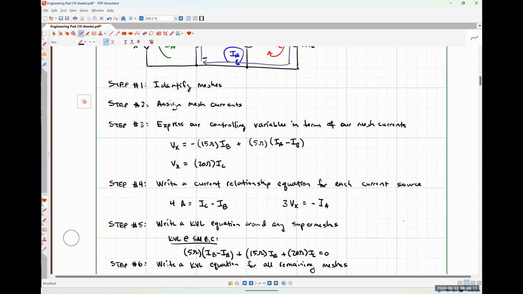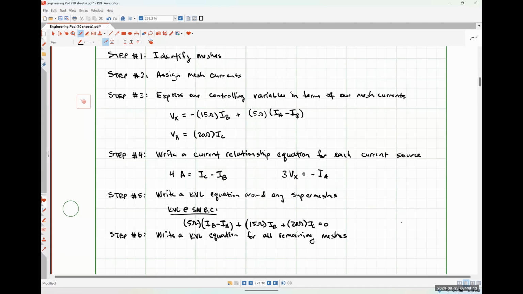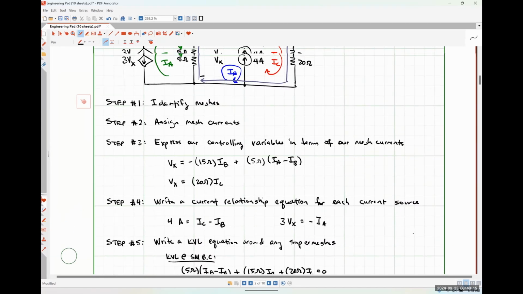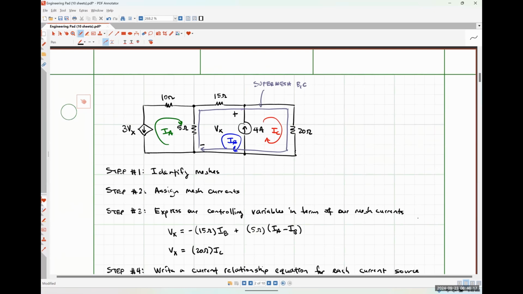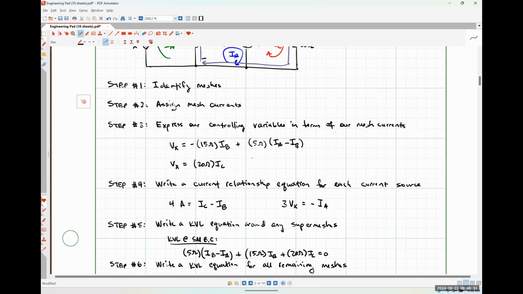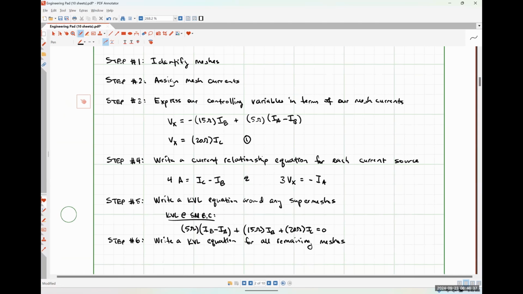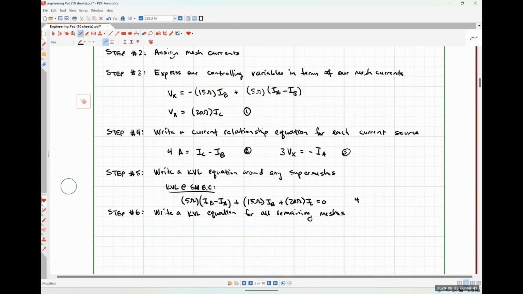All right, so let's jump back down to step number 6. Write a KVL equation for all remaining meshes. So how many remaining meshes do we have here? Can we write a KVL equation for IA? No, it contains a current source. So let's look at something really quickly. Here's our one equation for Vx. Here's a second equation, a third equation, and a fourth equation.